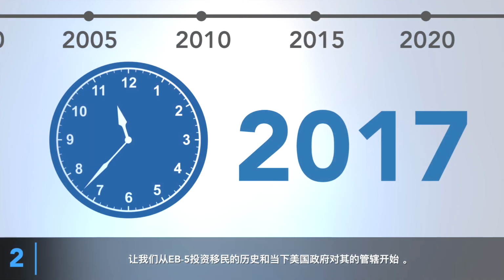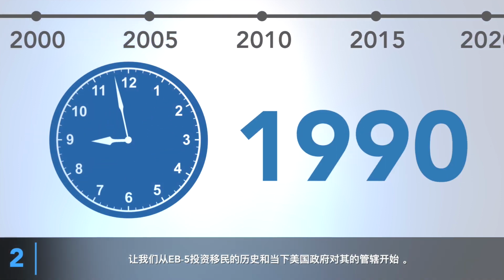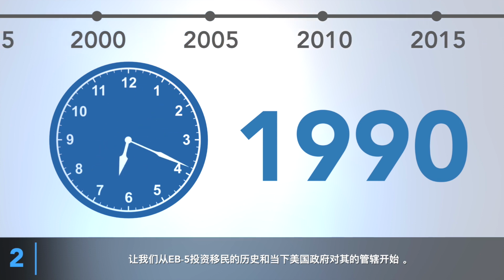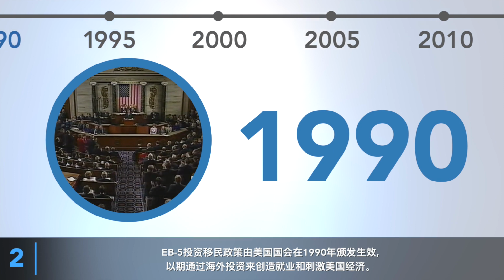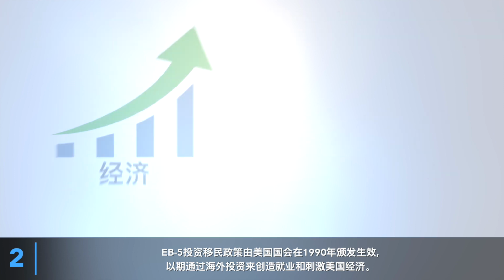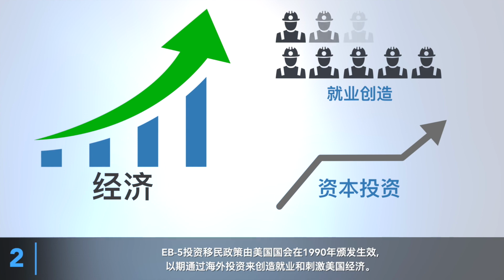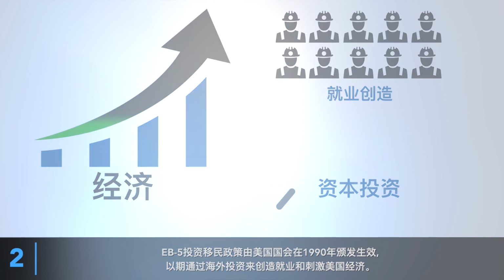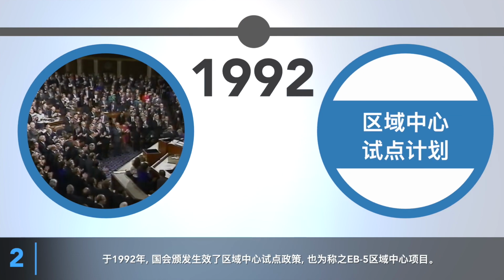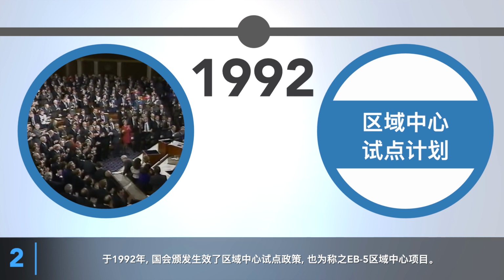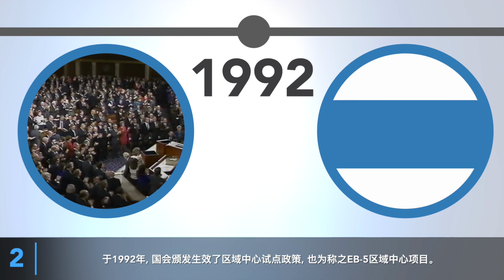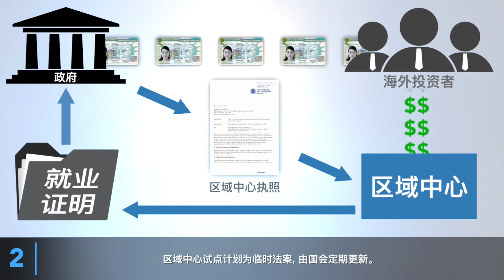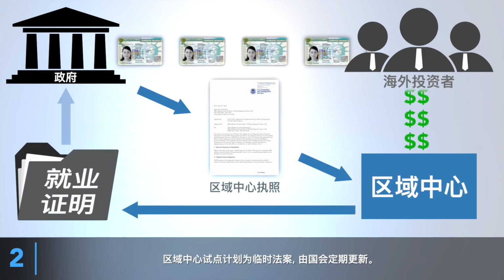2. Overview of the EB-5 program. Let's begin with the history of the EB-5 visa program and how it is administered by the U.S. government. Congress enacted the EB-5 program in 1990 to stimulate the U.S. economy through job creation and capital investment by foreign investors. In 1992, Congress enacted the Regional Center Pilot Program, also known as the EB-5 Immigrant Investor Regional Center Program. The program is temporary, and Congress must periodically renew it.